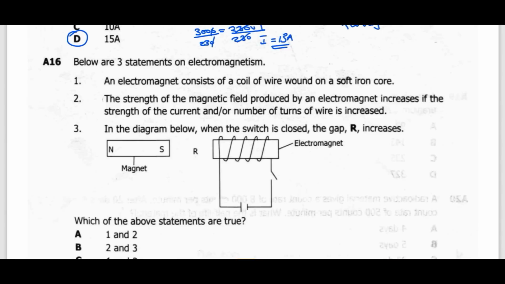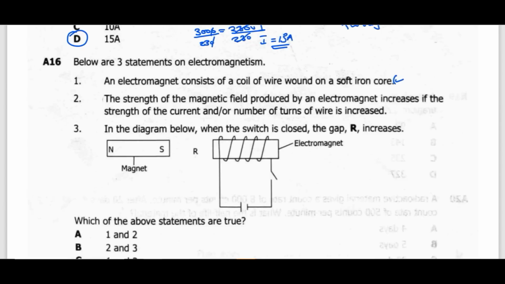Now there are certain things that we have to understand here. They are telling us to say which of the above statements are true. So here you find that an electromagnet consists of a coil of wire wound on a soft iron core. So this one is correct.